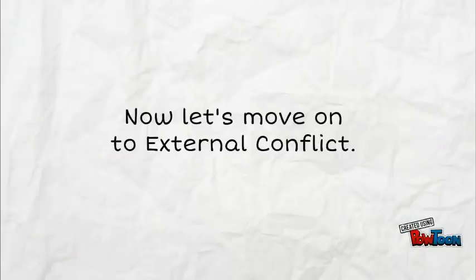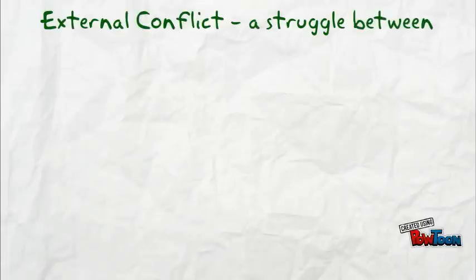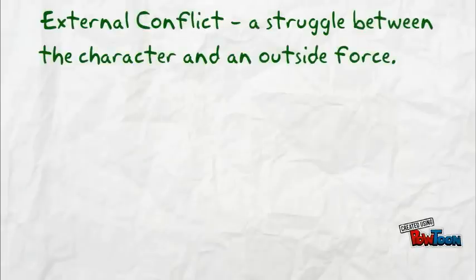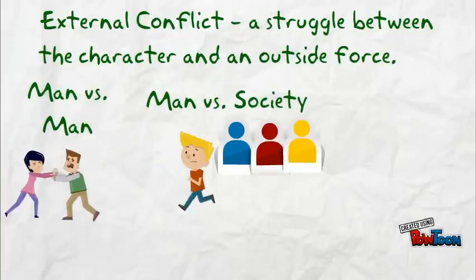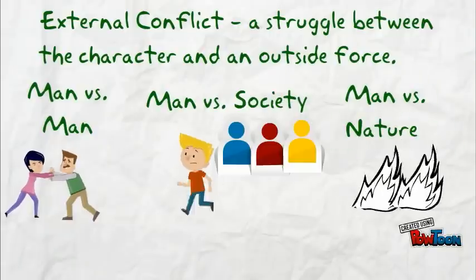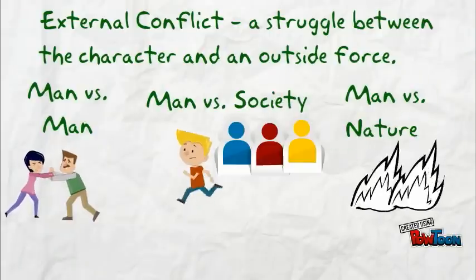Now let's move on to external conflict. External conflict is a struggle between the character and an outside force. That could be a character versus another one, a character versus society, or a character versus their environment.